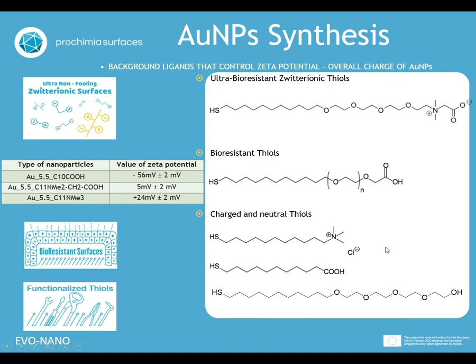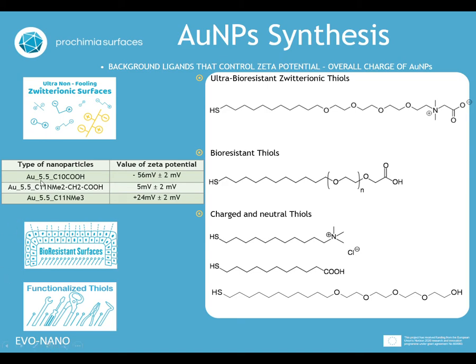Also, when we modify the structure of the gold nanoparticles, we have to consider the introduction of some compounds together with background ligands. As background ligands we can use zwitterionic thiols. The thiol group will be bound to the surface of the gold nanoparticles. Also, bioresistant thiols with ethylene glycol units and a carboxylic group can be used. All these compounds are already commercially available from ProChimia. And in the table you can see some examples which we have already prepared.